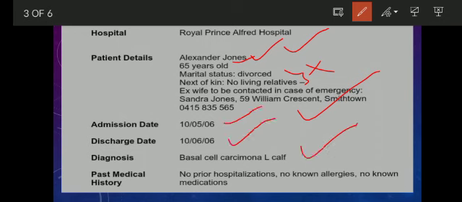Diagnosis of the patient is important. Past medical history is given. But what is given? No prior hospitalization, no known allergies, no known medication. Everything is nil, right? No prior hospitalization, no allergies, no previous medications. So no need to mention that in your letter. You do not need to mention whatever is not there for your patient.